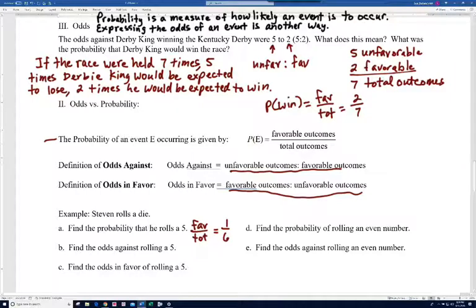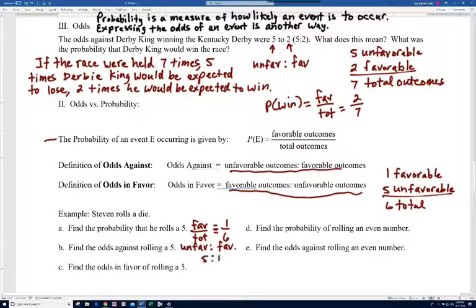In B it says find the odds against rolling a 5. Let's go ahead and write out the different outcomes. We have 1 favorable, that's getting a 5. And there's 5 unfavorable outcomes. That's when we don't roll a 5. That's when we get a 1, 2, 3, 4, or 6. And there's a total of 6 possible outcomes here. So the odds against rolling a 5, remember our definition up above, it's this ratio of unfavorable to favorable outcomes. So that would be 5-1.